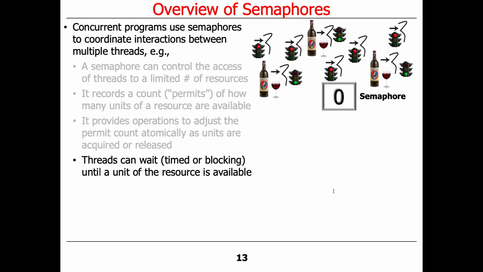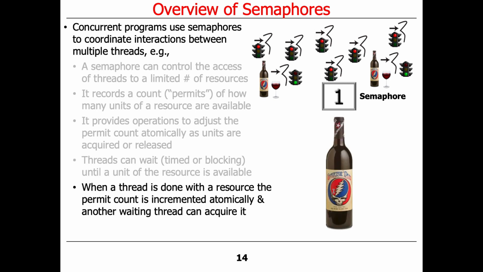Obviously, if a thread is waiting for a resource and it's not available, it can either just keep waiting forever, or it can wait for a certain amount of time. So it can block indefinitely, or wait for a short or long amount of time, or just check real quickly to see if it's available and bail out if it's not. Once a thread is done, it will arrange for the semaphore to increment, and that means that the resource is available for someone else to use.